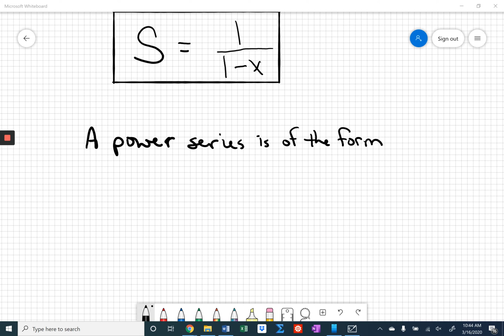So let's talk about what a power series is. A power series is of the form, it looks something like this. It's the sum from n equals 0 to infinity, c sub n times x to the power of n. And if we were to expand that, we're going to get c sub 0. Actually, let me make that look like two separate things.